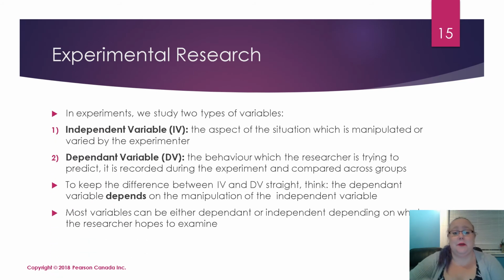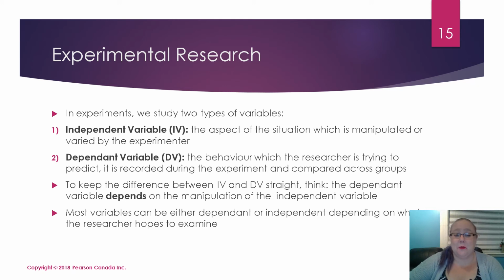So in each experiment, we study two types of variables. We have our independent variable, which is the aspect of the situation which we are manipulating or varying. So in the example I just gave you of caffeine level and alertness, what is it that I as a researcher am manipulating? Is it the level of alertness or is it the level of caffeine consumption? The one that I'm responsible for as the researcher will be the caffeine consumption. Therefore, the amount of caffeine consumed will be our independent variable in this research.